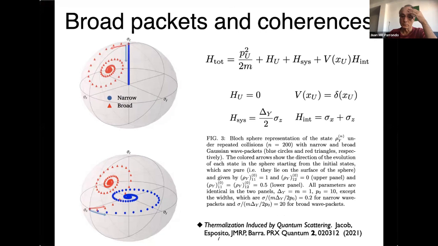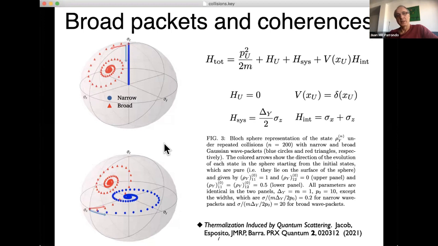So just a follow-up question. You mentioned that for the narrow wave packet case, it goes to an infinite temperature. Is that expected? Yeah, I was misleading. I saw in the picture that it goes to the identity, and I said that. I see. But no problem. It's not really thermal. We check thermalization in the next slide. Okay. Thank you.